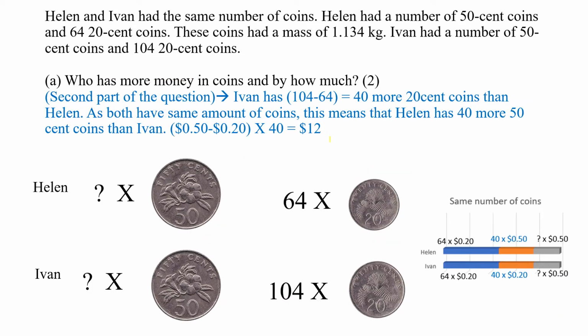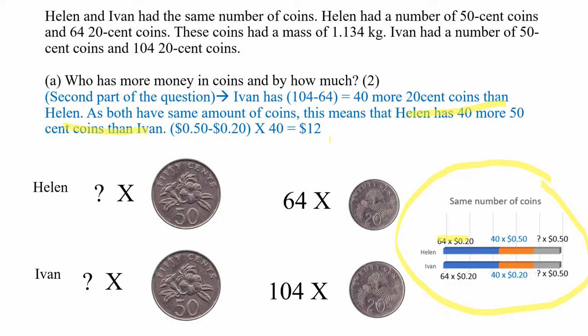Let us solve the second part of part A. From the previous part, we know that Ivan has 40 more 20-cent coins than Helen, and Helen has 40 more 50-cent coins than Ivan. Then this can be represented by the diagram here. So as both of them have the same number of coins, the length will be the same. So we see Helen is represented by the bar above. Ivan will be represented by the bar below.